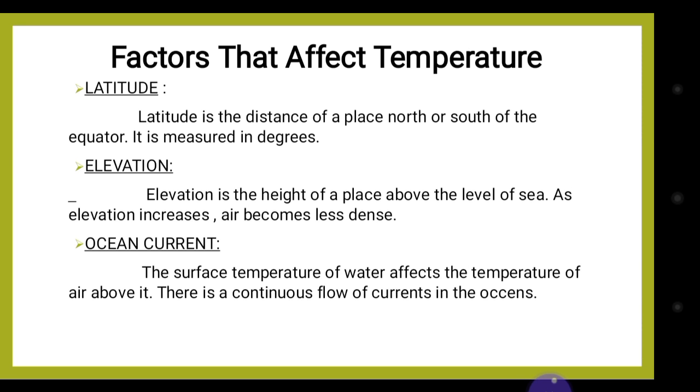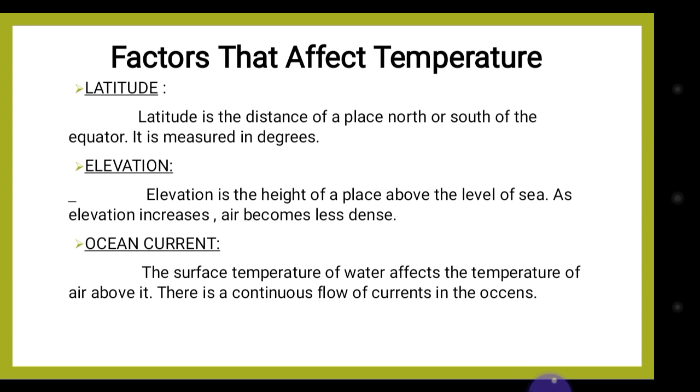The third factor is the ocean current. The surface temperature of water affects the temperature of the air above it. There is a continuous flow of current in the ocean. These currents are warm as well as cold. Warm water currents make their surroundings hot, whereas cold water currents make their surroundings cold.